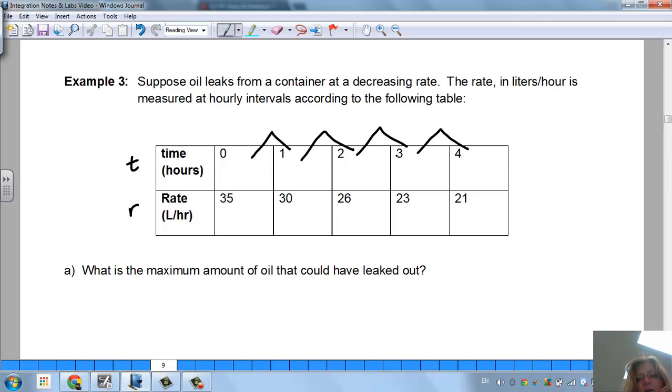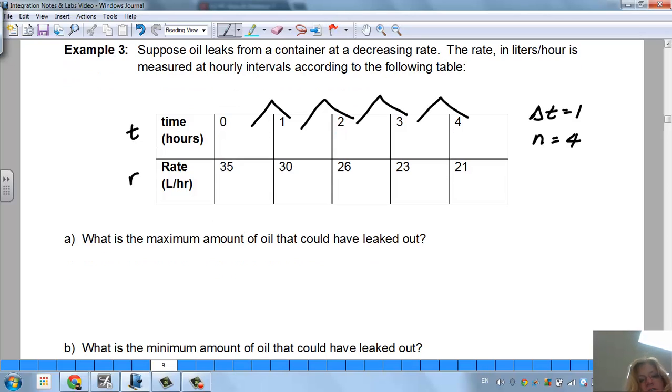So let's do our carets, and I notice I'm measuring it every 1 second, so my change in time is 1 second. And I have 4 rectangles here, so my n is going to be 4. And we want to know the maximum amount of oil that's leaked out. Now here is where this changes. This is a decreasing function, if you'll notice, because our rate is decreasing.